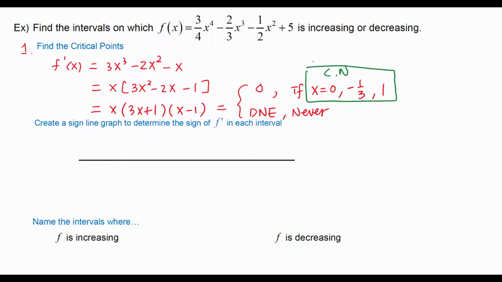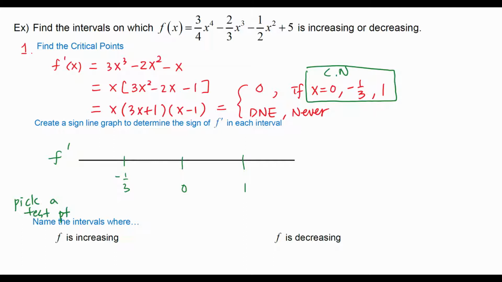So now draw a number line and locate the critical numbers from smallest to largest. So I got negative 1/3, 0, and 1. So now you can pick test points for each interval separated by critical numbers to test the signs of f prime to determine the intervals on which f is increasing or decreasing.